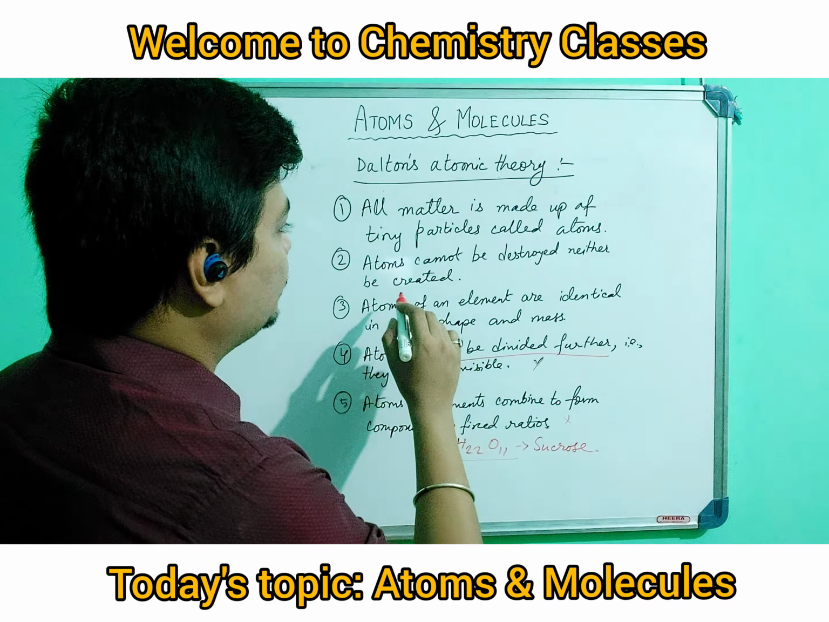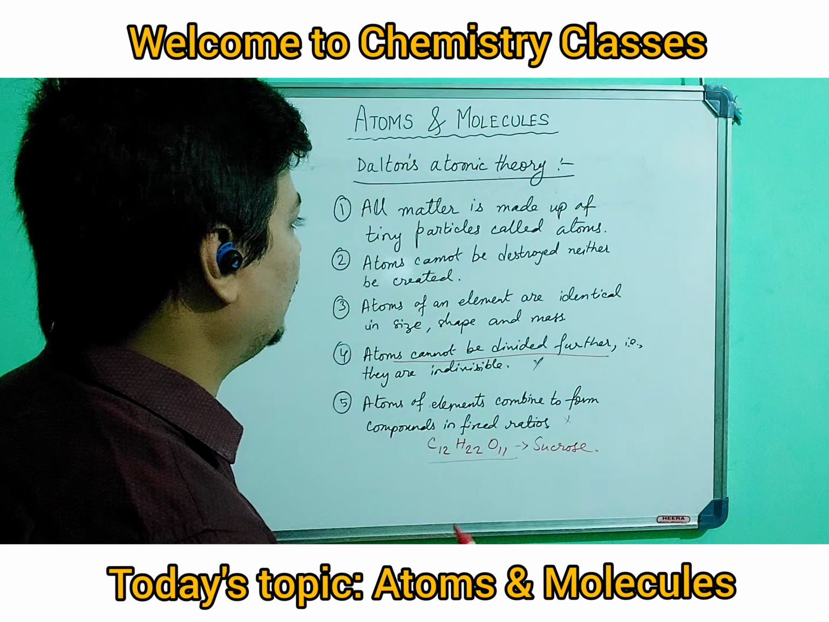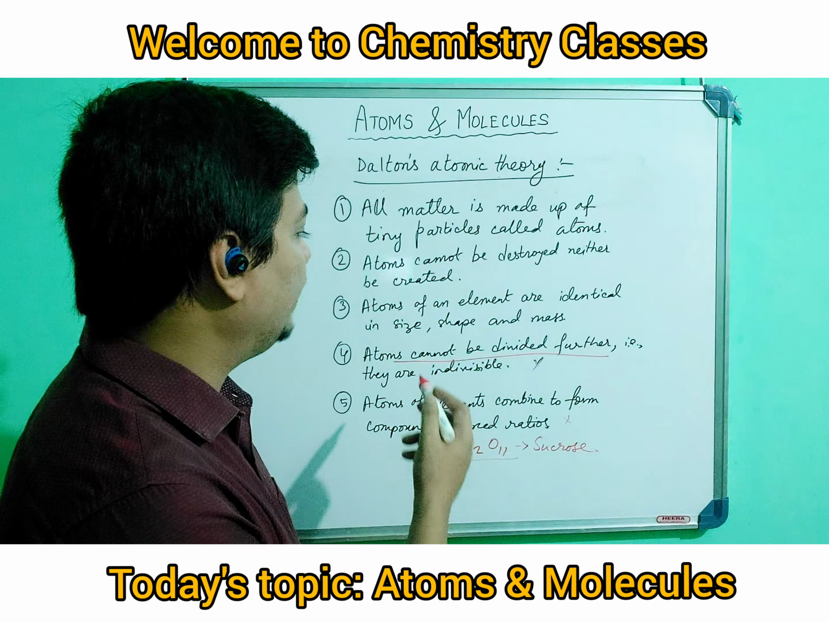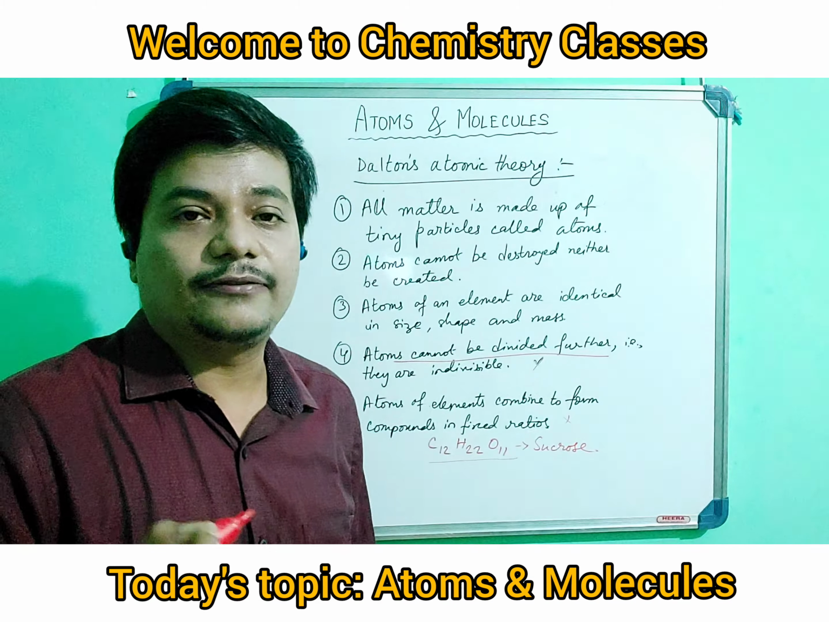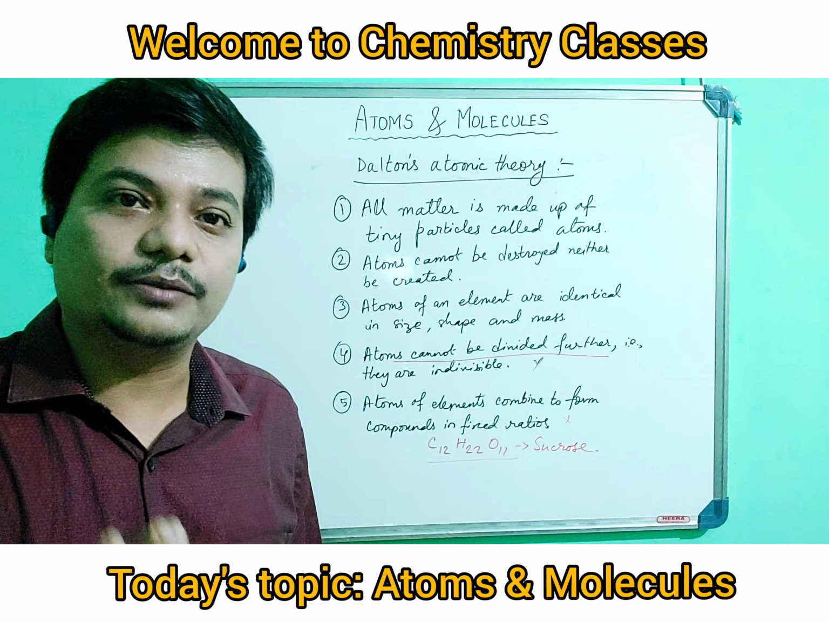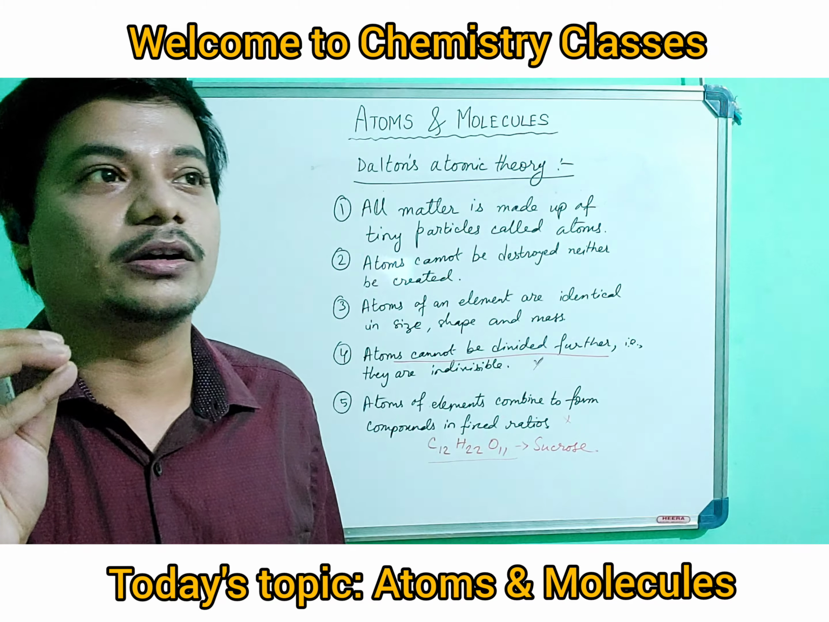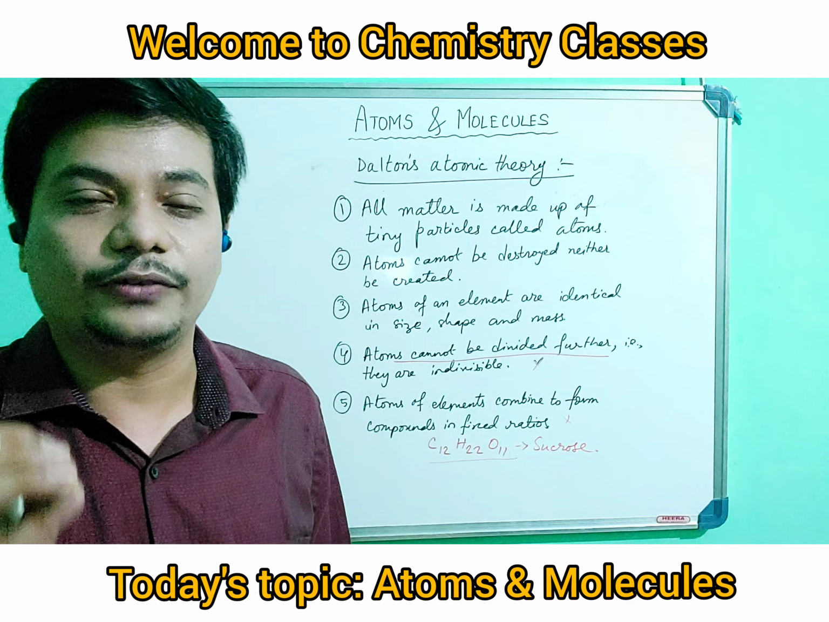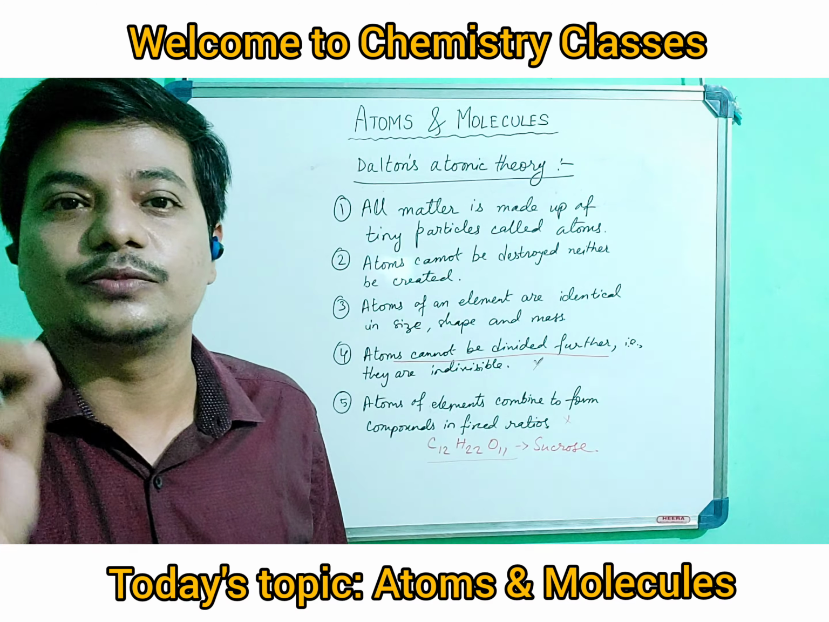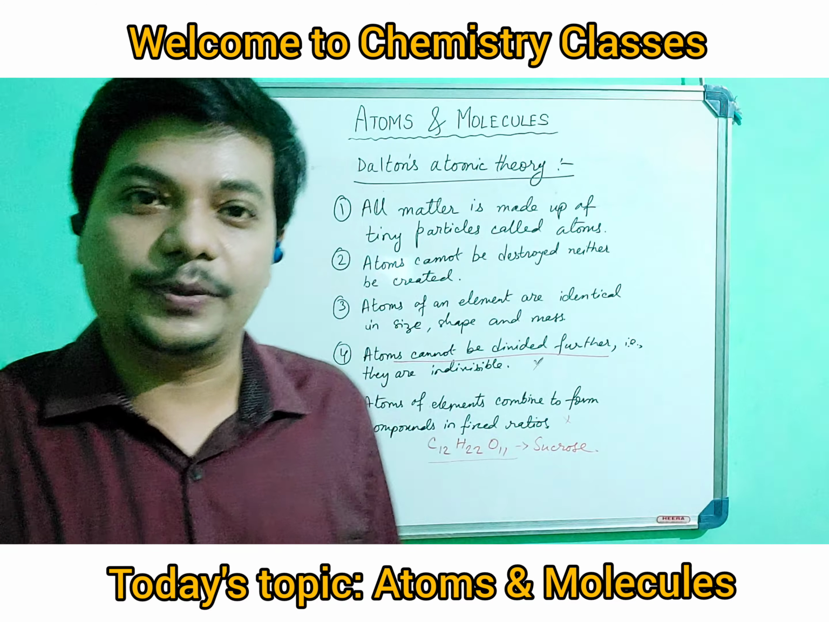Another one is that matter is made up of tiny particles called atoms. That is absolutely true. Atoms cannot be destroyed, and they can neither be created. That is also partly true. And atoms of an element are identical in size, shape and mass. Say for example, if I'm taking iron, iron will contain all the atoms of iron only. There will not be any atom of copper or any other element. So when I'm talking about the element iron, all will be the atoms of iron only, right? So that is all about John Dalton's atomic theory.